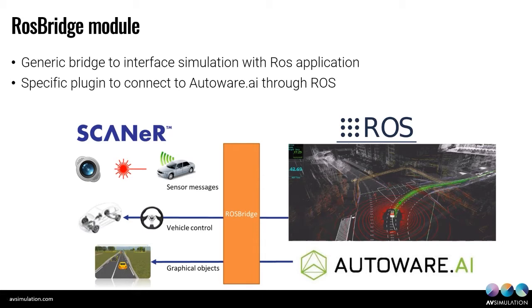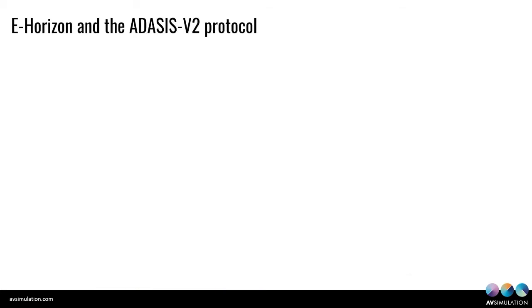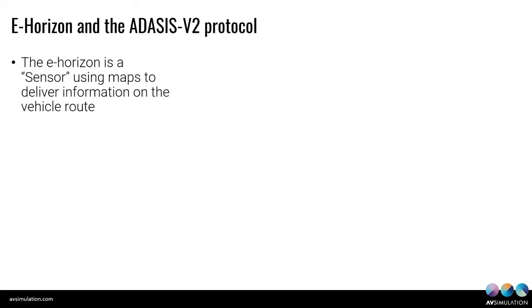And we have also a dedicated plugin for connecting to Autoware, so you don't have to program any converter to adapt to specific Autoware messages. We provide a plugin that will do all the tricks for you. Another standard that we support is the ADASIS V2 protocol for the eHorizon application.